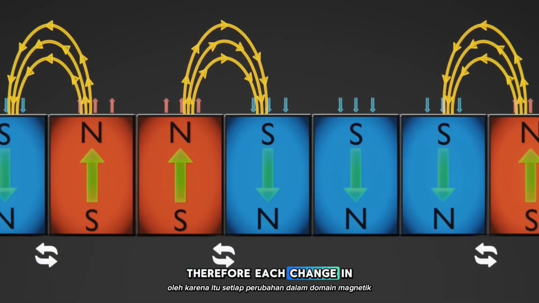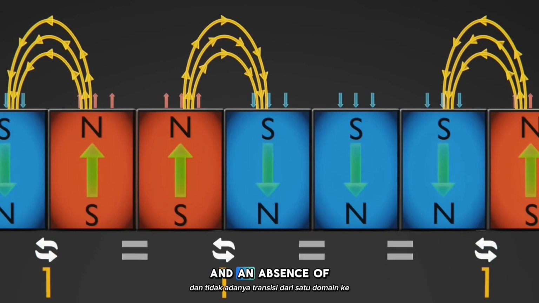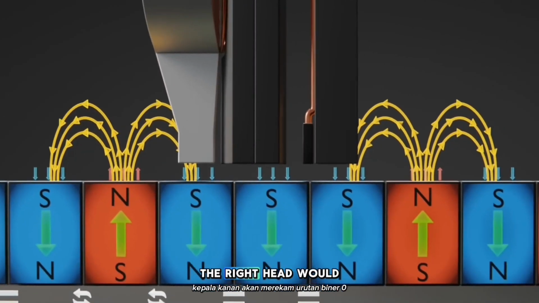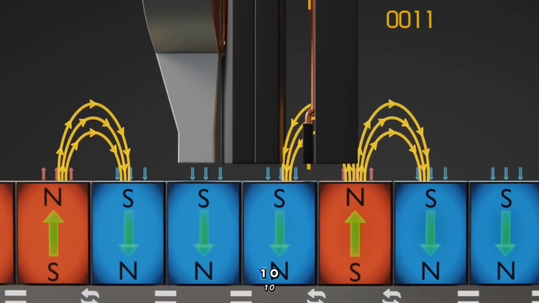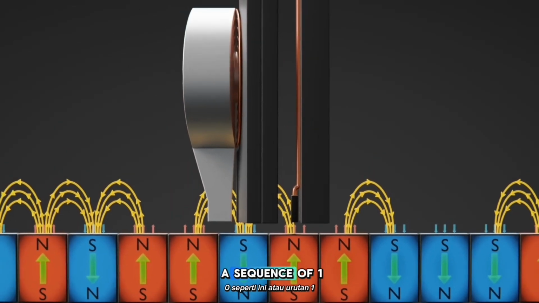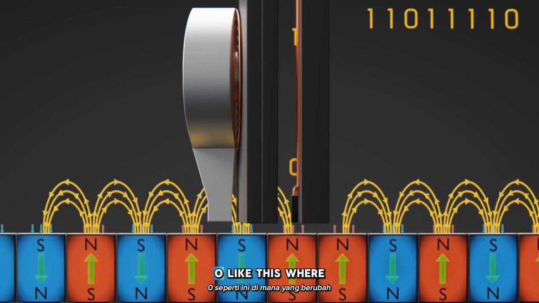Therefore, each change in magnetic domain pointing in one direction to the opposite direction is assigned a 1, and an absence of a transition from one domain to the next is assigned a 0. Therefore, the right hand will record a binary sequence of 0011, 0010 like this, or a sequence of 1101, 1110 like this, where the ones are changes and the 0s are lack of change.